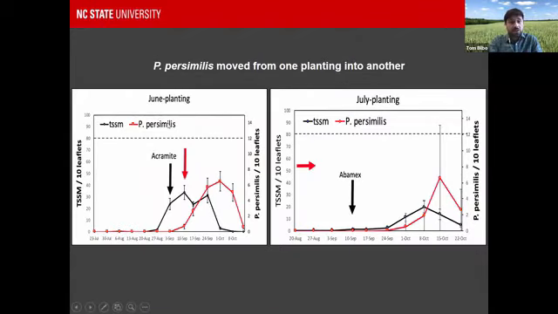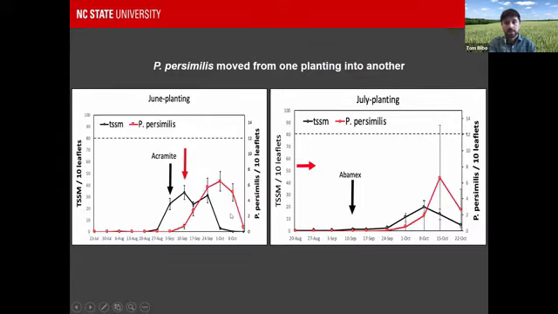So on the left is that June planting. And you can see the spider mite and the Persimilis trends again with the black and the red, spider mites in black. You see, just like last time, the spider mites get in there, they start to take off. We got the Persimilis in there and they just completely wipe them out, local extinction.